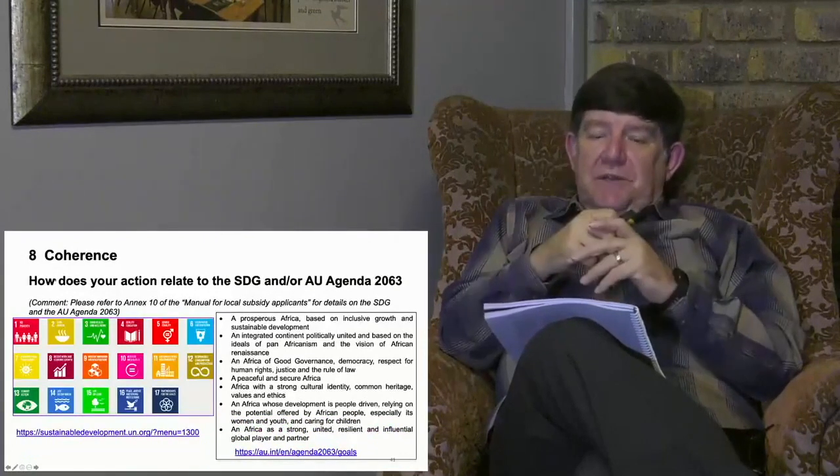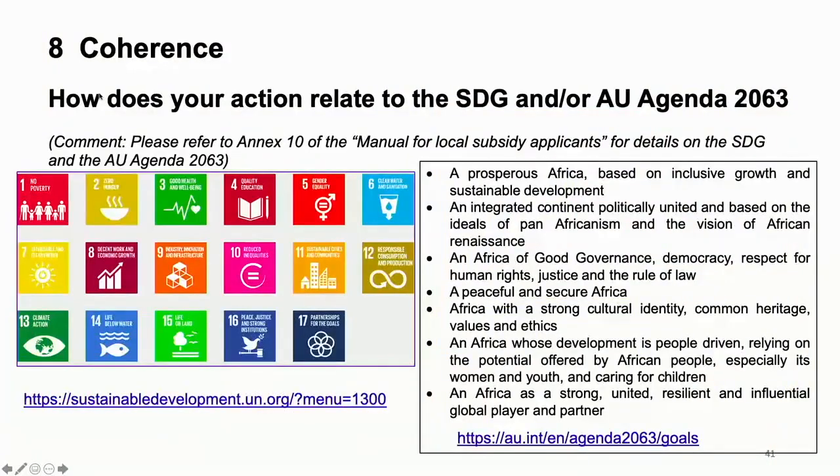Number 8, coherence. This is a project in conjunction between the German Development Agency, GIZ, and the African Union. It also aimed at the overall international global sustainable development goals. There's 17 of them. They listed there. There's a web link where you can find more information about them.